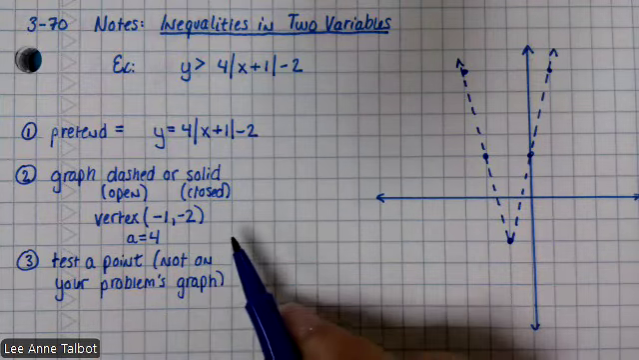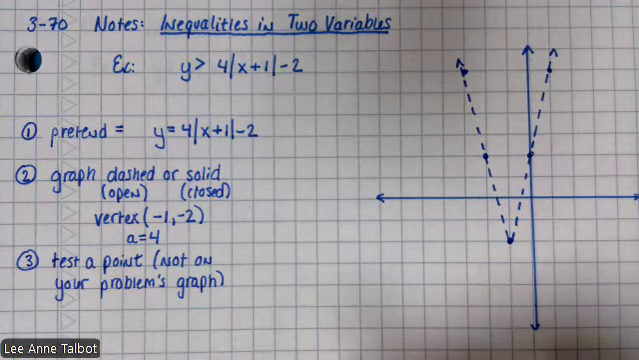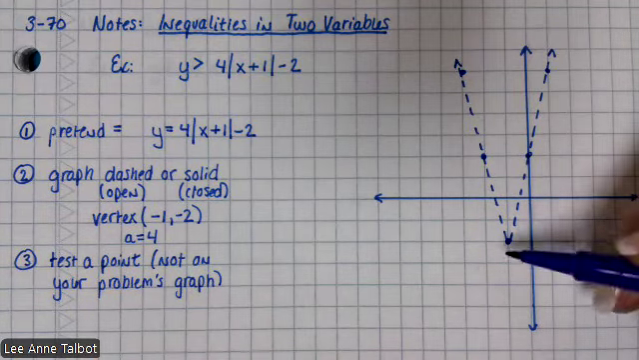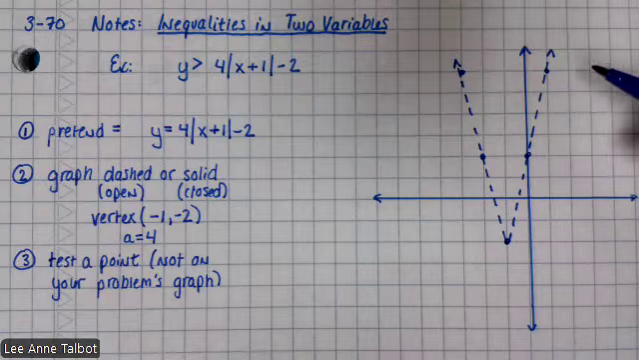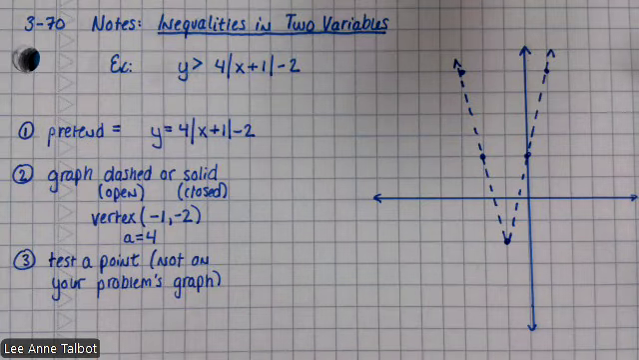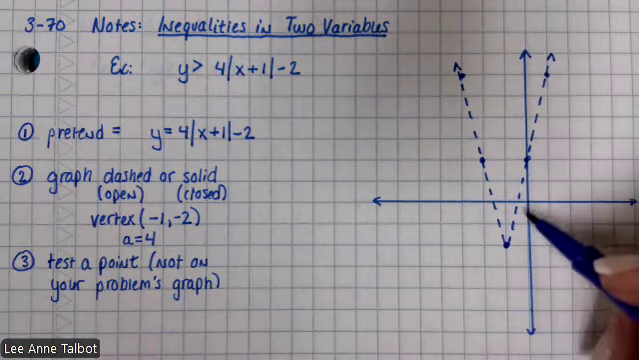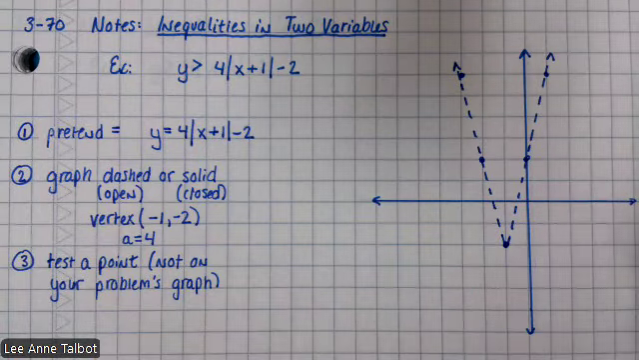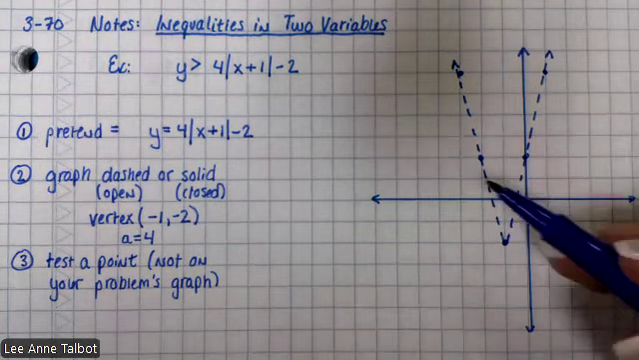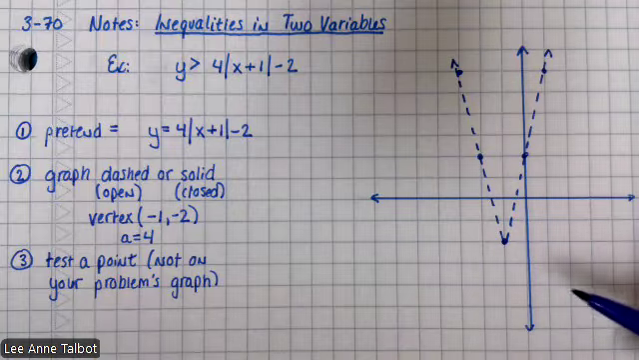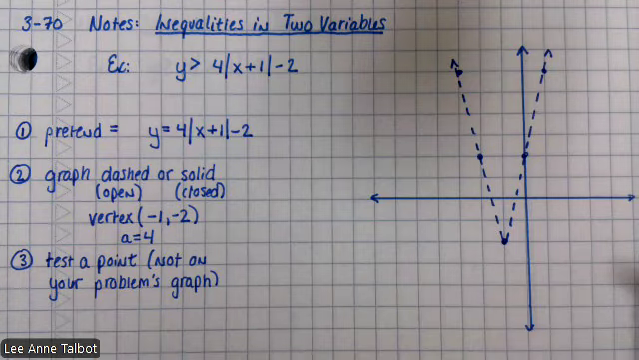Okay, step 3, test a point that's not on your problem's graph. What I mean by that is it's not already graphed on the V or whatever shape it is. So it's not dashed or solid already. Any other point will work. It just can't be on the thing because you want to know what side to shade. So you can't tell if you plug in something on the thing. What is a great choice?